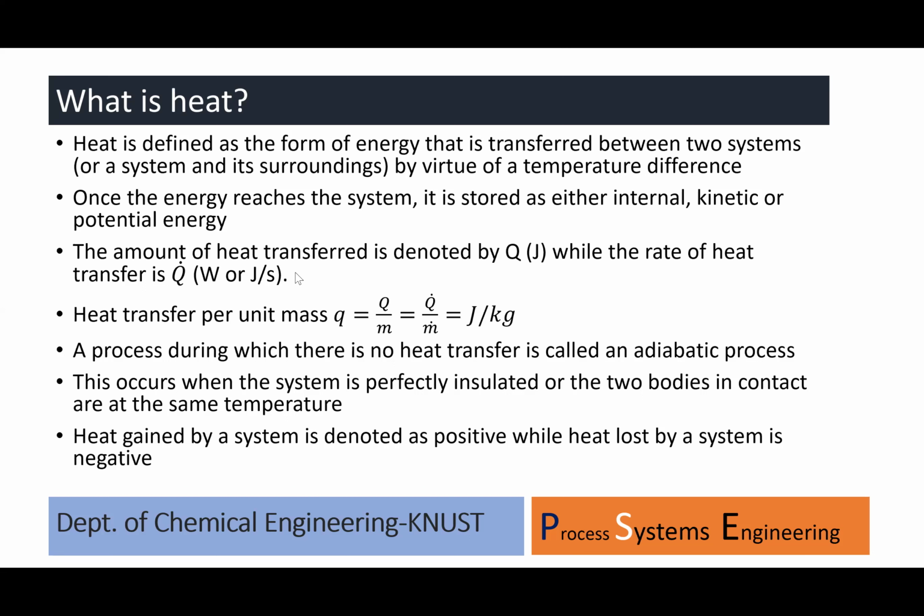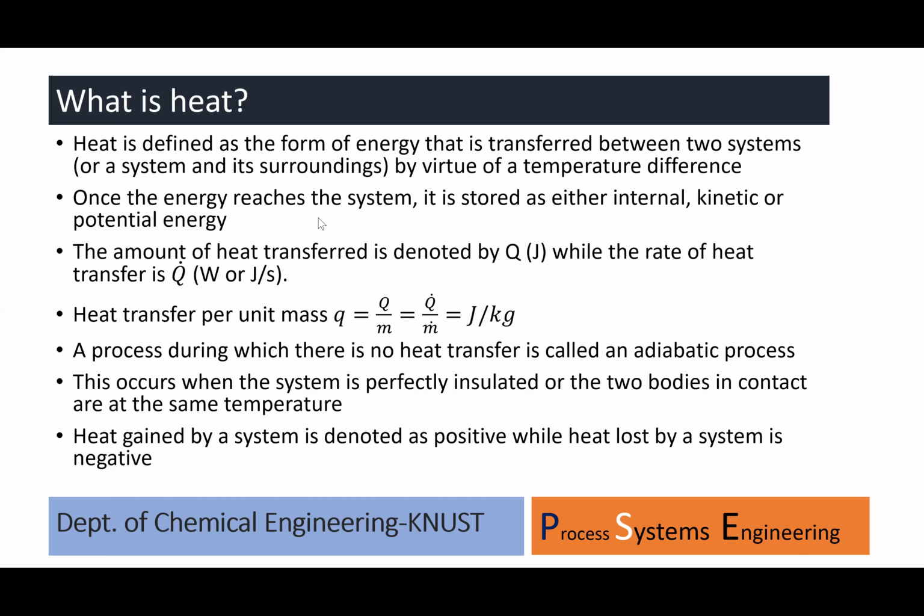Now, when we look at the amount of heat that is being transferred, the symbol we use is Q, and the units are joules. When we are talking about a rate, it is something per time. So now it's going to be this Q divided by time. And whenever we divide a property by time, whenever we are dealing with a rate, we have a dot on top of the symbol.